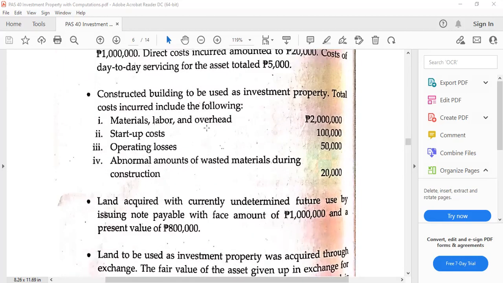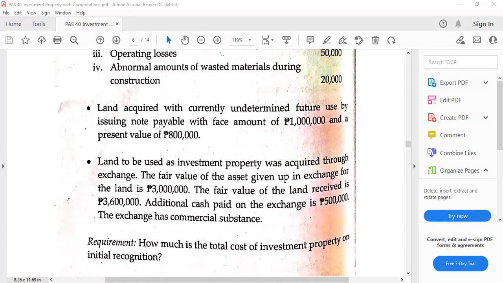All right. Second, for the construction, that would be IP, it's stated here, obviously. Then add materials, labor, and overhead. Startup cost X, operating losses X. If ever the waste would be normal, it is to be added as part of the cost, but if abnormal, meaning this would happen in cases of ineffective and inefficient management and operations of the construction companies, in that case, to be X'd out as well, the latter 3. Therefore, it should only be 2 million pesos.